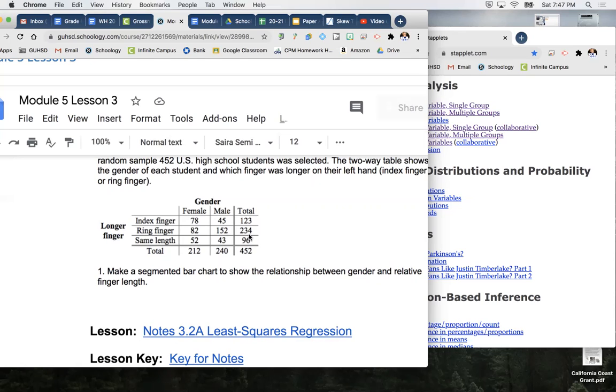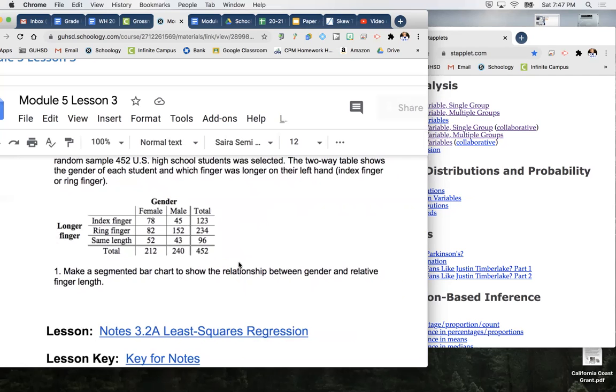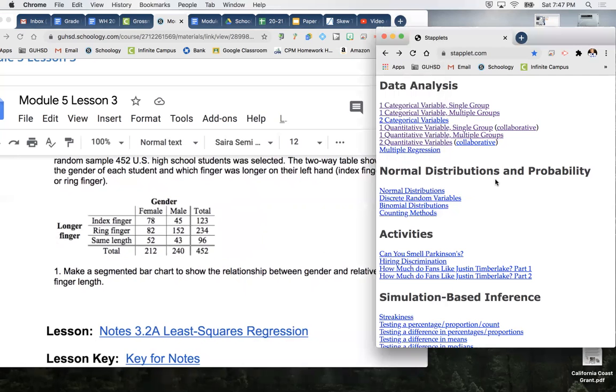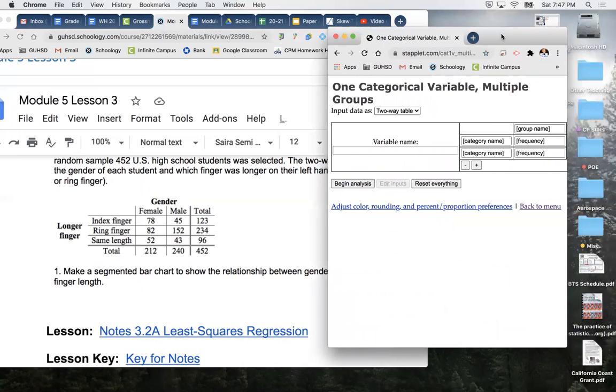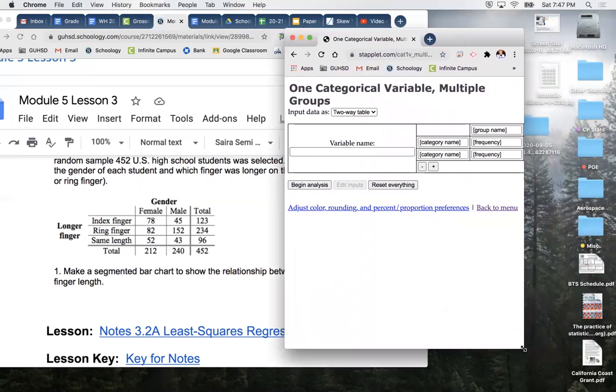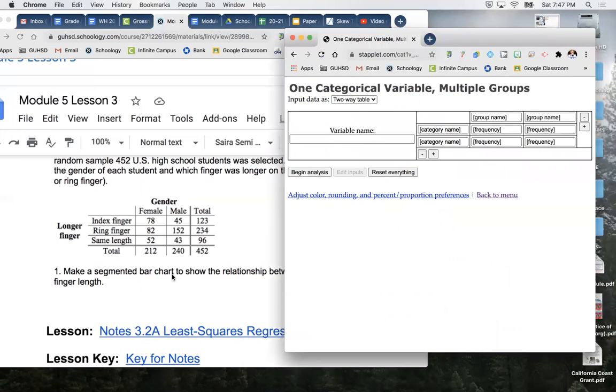Okay, so let's go ahead. It says here, make a segmented bar graph to show the relationship. So I'm going to pop over here. We've never clicked on this one before. We've done bar graphs. Again, bar graph means that we're looking at categorical data. We're looking at finger length, and then we're looking at gender. Those are two categorical variables. It's not a single group of numbers, it's multiple groups. And I'm going to show you how awesome this is for making that segmented bar graph.